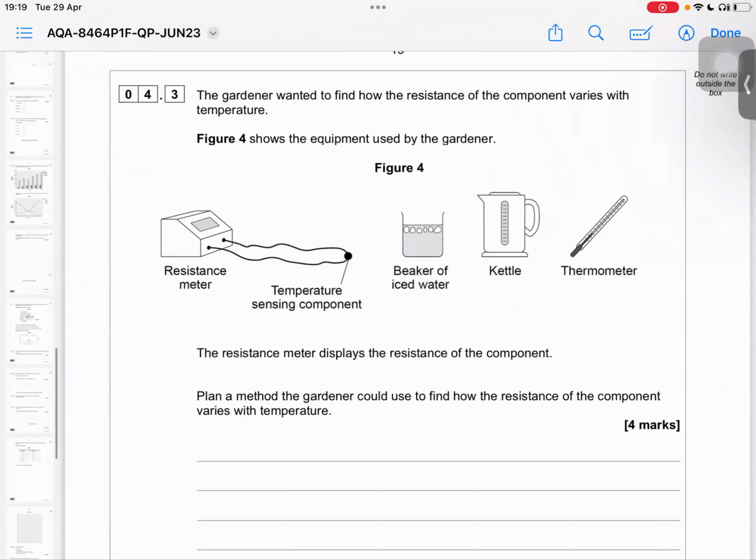Okay, this one is talking about what? It shows the equipment used by the gardener. The resistance meter displays the resistance of the components, okay? Plan a method the gardener could use to find how the resistance of the components varies with temperature. I think this is talking about what the gardener should do during the experiment, right?